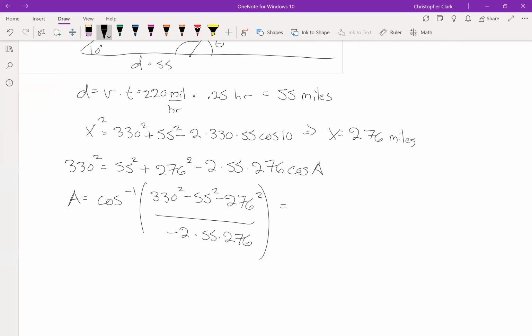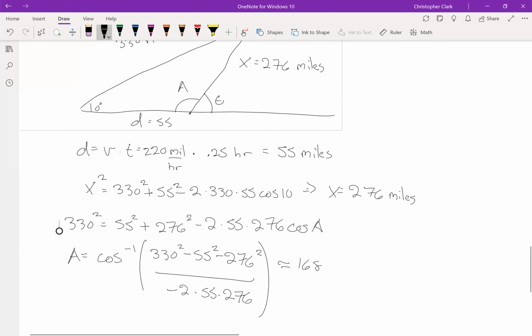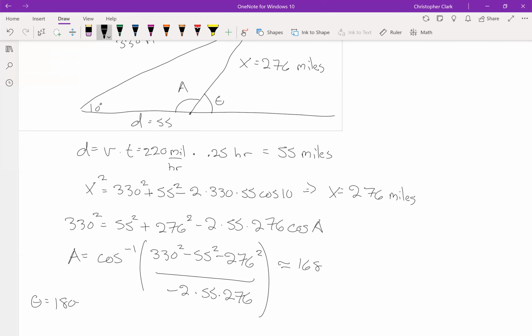And this gives you a very large angle. It gives you approximately 168. So that's what this angle A is, though. But that's not what we want. We want theta. So theta is just 180 minus A, and that gives us 12 degrees. So the pilot needs to change course by 12 degrees in order to get back on track. And that is how we do this problem.